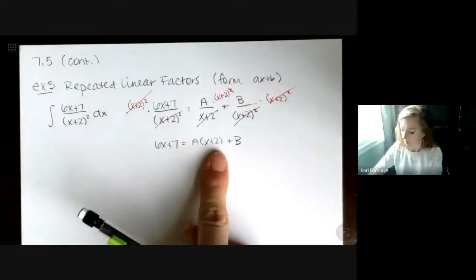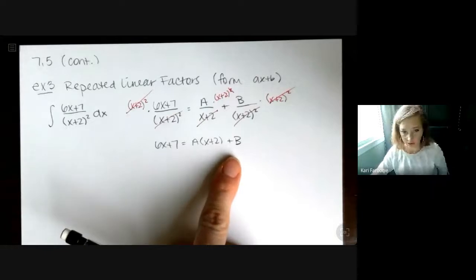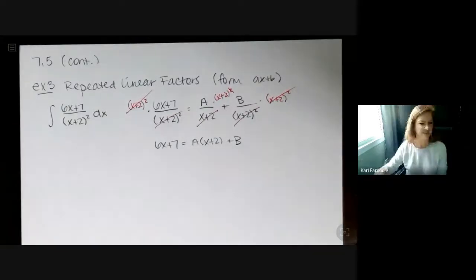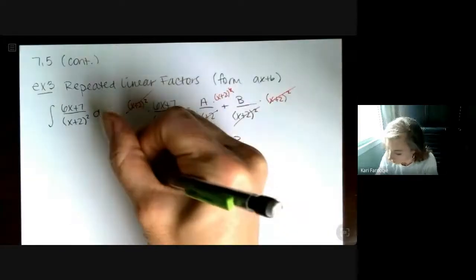Now, I would not distribute this in. For something that's very basic like this, we're just going to be letting x be this number or letting x be that number in order to find a and b. In the next example, I'm going to show you something more complicated that we're going to have to do to find a and b. But in this case, we're going to do two things.